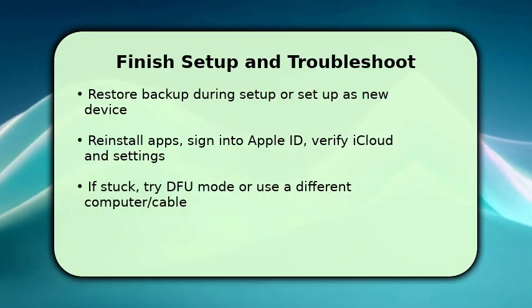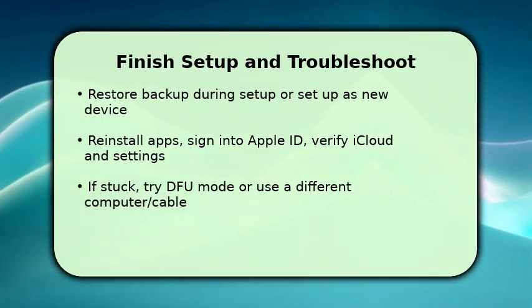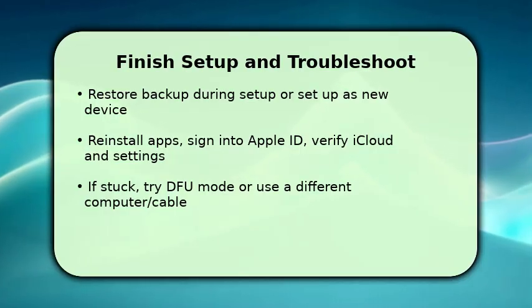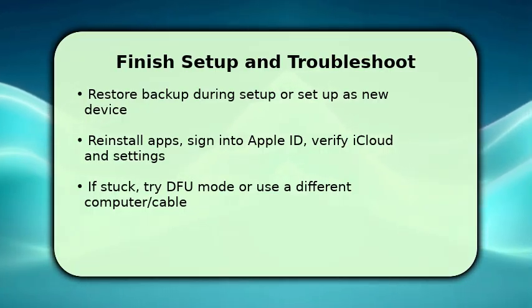If the phone still shows beta behavior or won't activate, try entering DFU mode and repeating the restore, or switch to another computer and a different lightning cable. These fixes resolve communication and firmware issues in most cases.